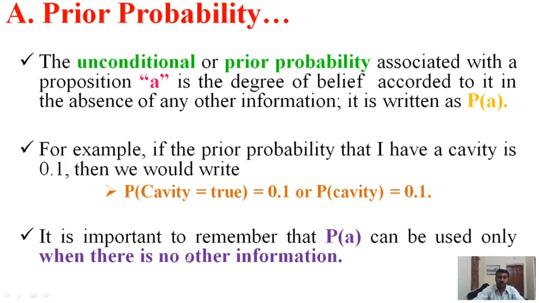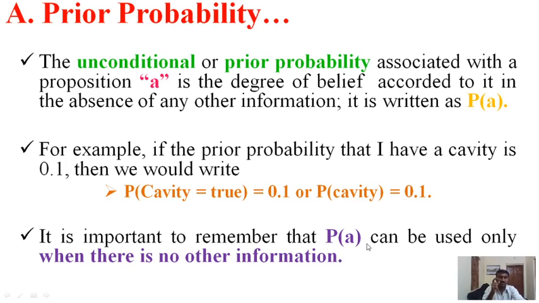It is important to remember that P of A can be used only when there is no other information. If there is no other information, then only we can use P of A. Prior probability means that without any evidence we are finding this probability value. That's why we use it only in a situation where we do not have any information.